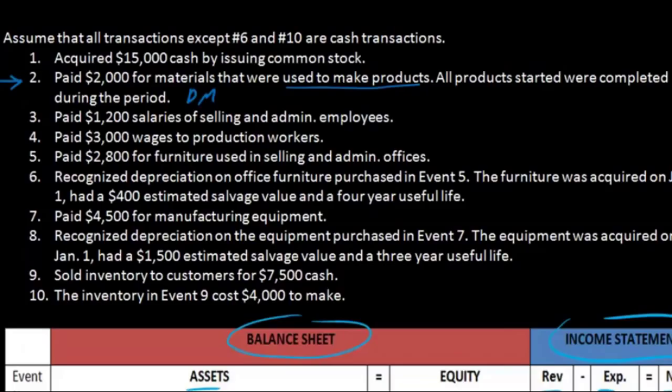Okay, the second event says pay 2,000 for materials that were used to make products. We're buying materials which were used to make the products over here. All the products were started and completed during the year. So this is direct materials. I'll put DM. These are the materials that we're going to produce our products with. We've already talked about this: what happens when we incur direct material costs? It goes to the inventory. So let's look at that and get back to our statements.